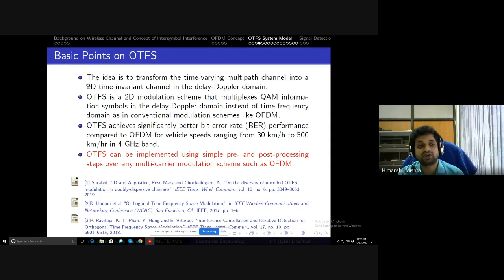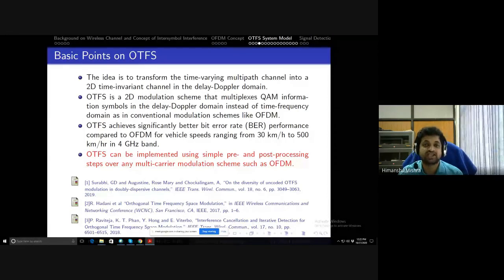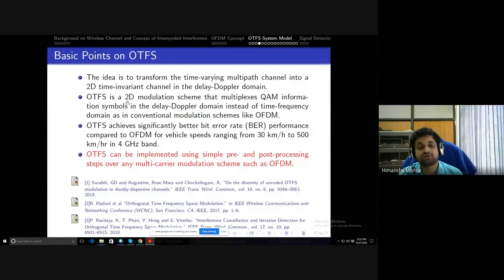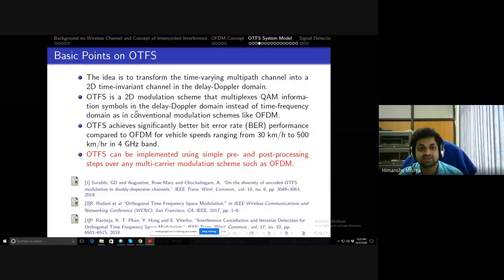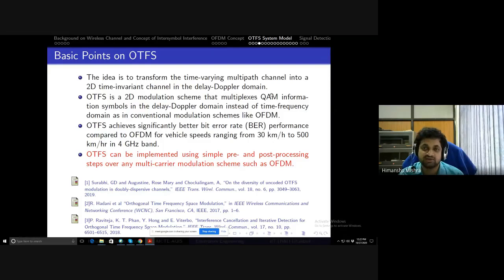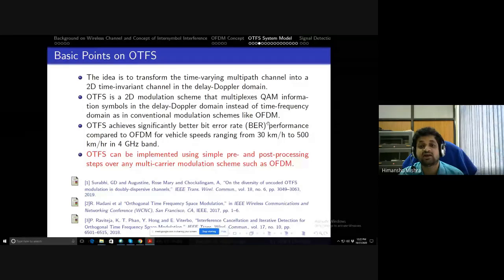One advantage of OTFS is the idea to transform the time varying multipath channel into a two-dimensional time invariant channel in the delay Doppler domain. So this is the conversion: using OTFS, the time varying channel is converted to the delay Doppler domain, which is time invariant. Obviously, the delay Doppler domain does not depend on time. Next, OTFS is a two-dimensional modulation scheme which multiplexes QAM information symbols, or whatever constellation symbols you take, in the delay Doppler domain instead of the time frequency domain as is done in OFDM.